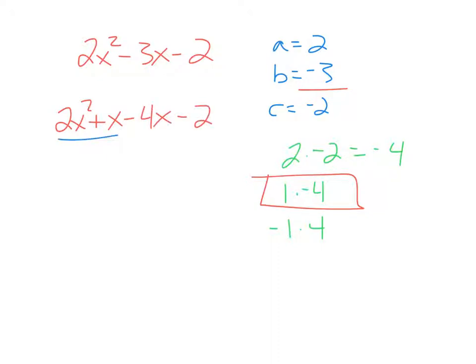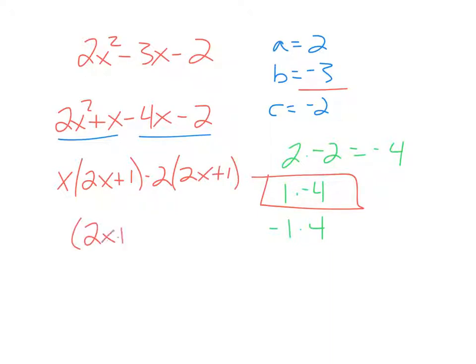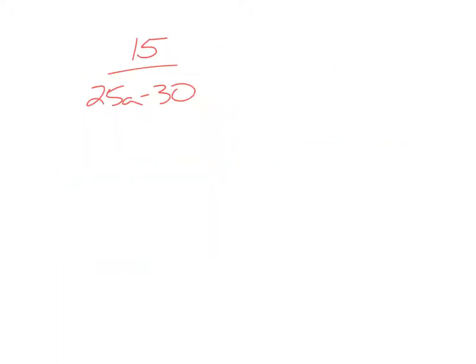And then we're going to group the first two and the last two together. Take out an x over here. We're left with 2x plus 1. And take out a negative 2 on this side and be left with 2x plus 1. And finally, that factors into 2x plus 1 and x minus 2. So again, the only real things that we're doing here is factoring everything we see and then canceling common factors.